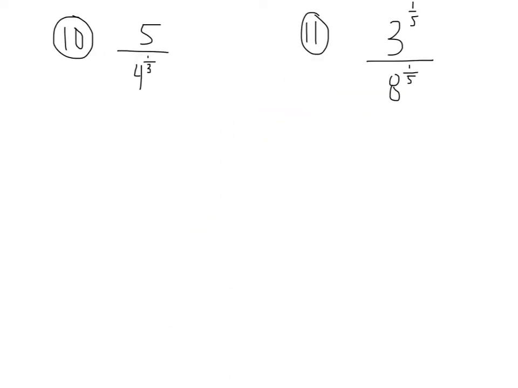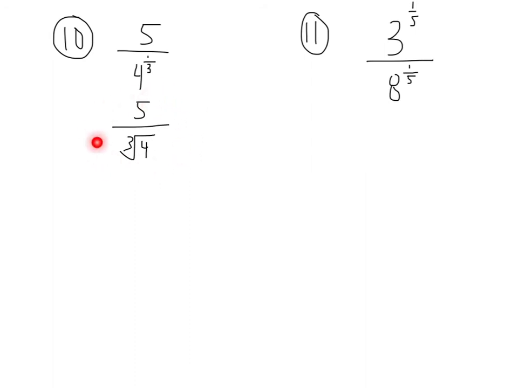Okay, last page here. I'll do number 10, and then you'll do number 11. All right? So think about what this means. 5 divided by 4 to the 1/3. Well, this means the same thing as 5 over the cube root of 4. Right? And what we'd like to do with this is we'd like to rationalize this.